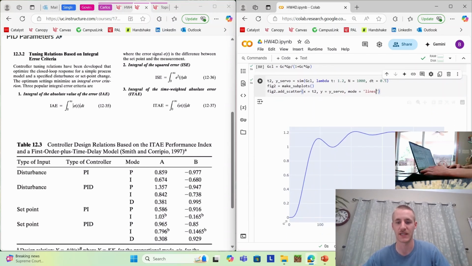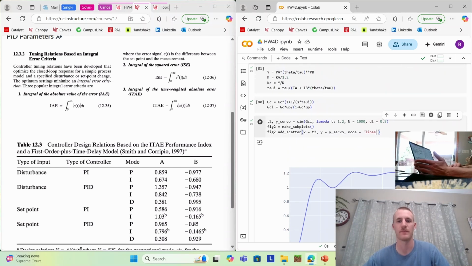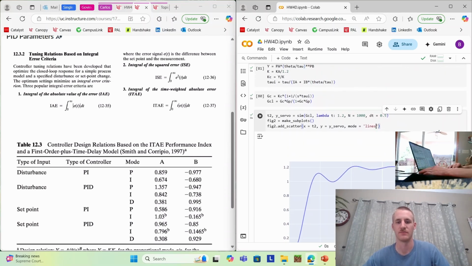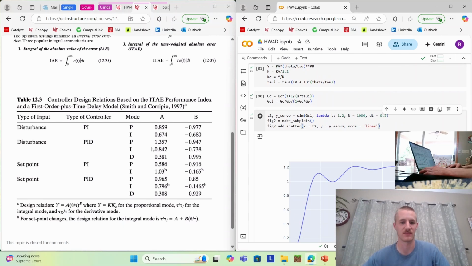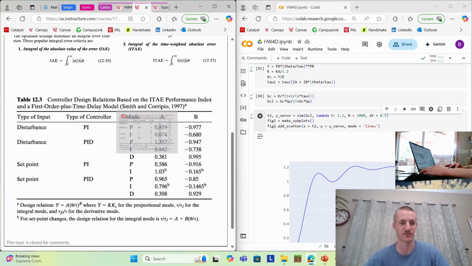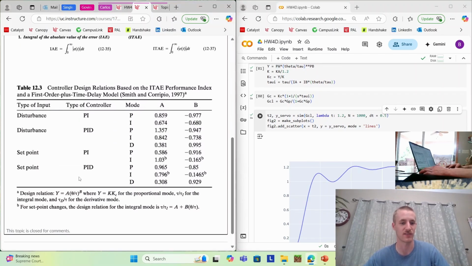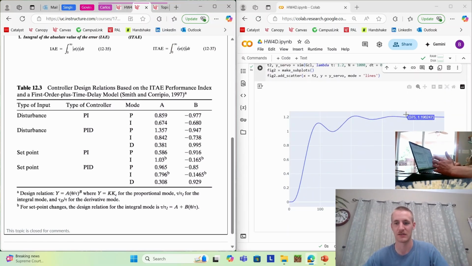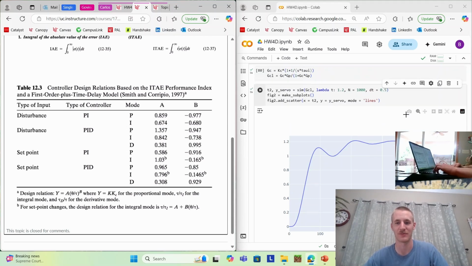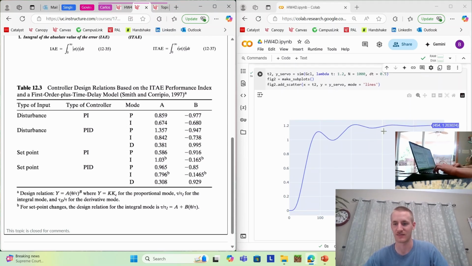So here we see our graph shoots up, wiggles a little, and then it gets to 1.2. So yeah, we just see that this first order plus time delay model with just these values they calculated is actually effective. And so yeah, that's pretty cool.